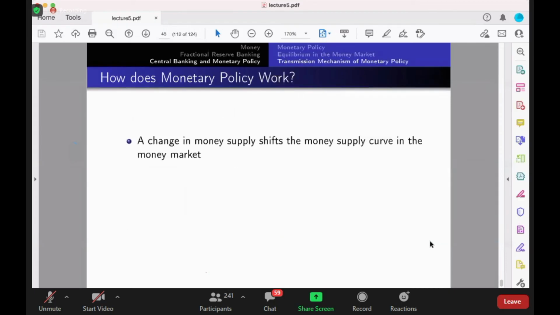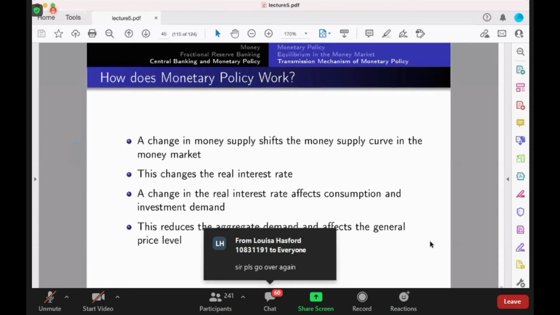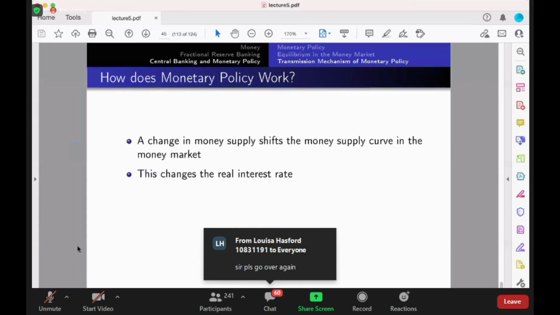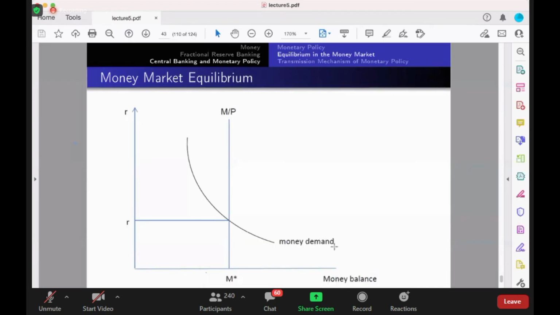So here, what we are saying is that there's a change in money supply that shifts the curve. Louisa says I should go over it again, and I will. If there's an increase in money supply, this vertical line shifts to the right. When there is a decrease in money supply, this vertical line shifts to the left. Louisa, unmute yourself and let's talk. What will happen to the interest rate, assuming money demand is fixed, but the money supply increases to the right?